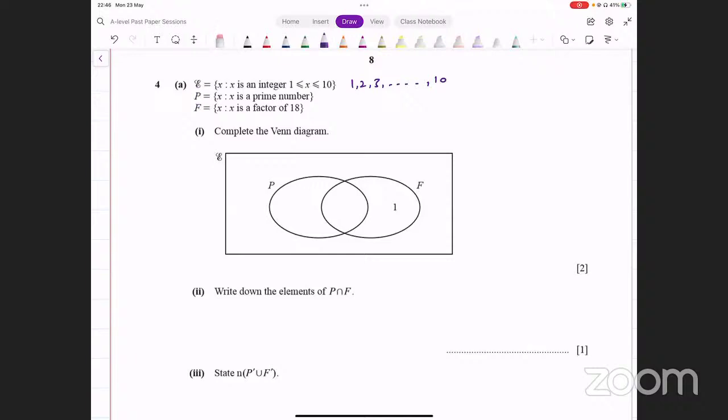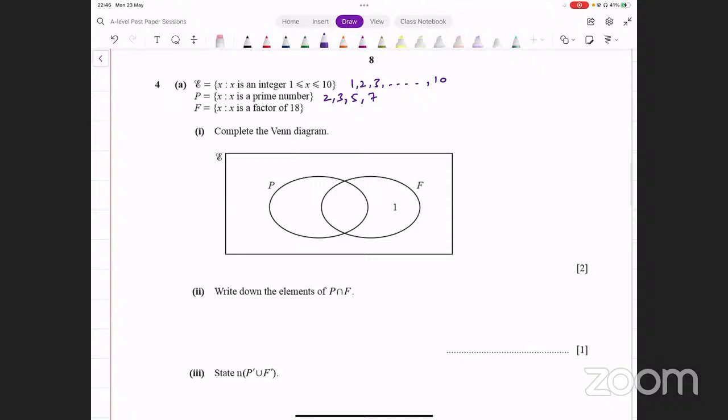So basically universal set क्या है? 1 से लेकर 10 तक. The prime numbers 1 से लेकर 10 तक कौन से होते हैं? Remember, 1 is not a prime number. You've got 2, 3, and then you've got 5 and 7, and that's it. ये आपके पास 4 numbers हैं from 1 to 10, which are prime numbers.